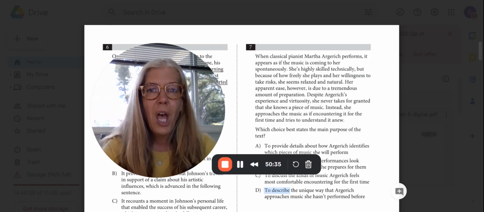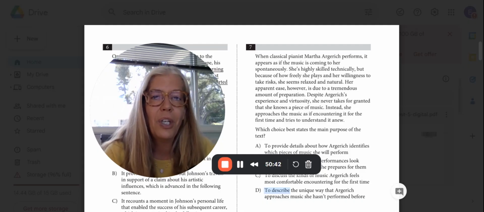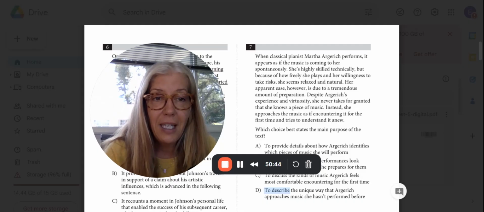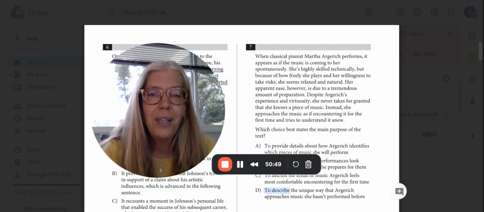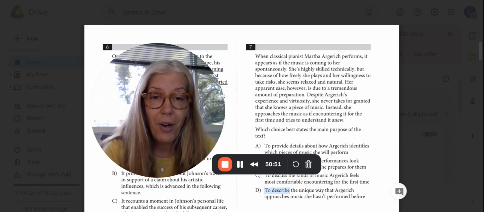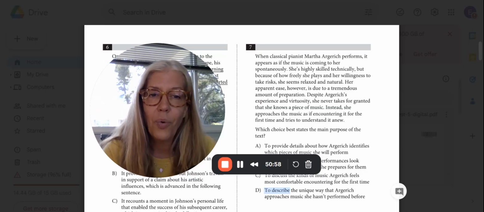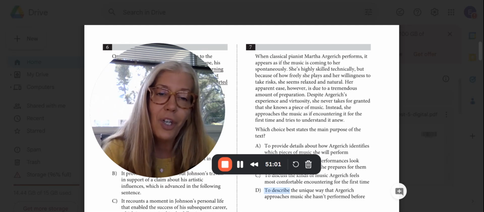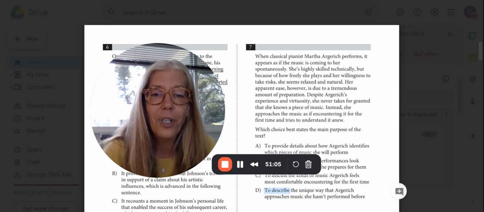Let's think about that. When classical pianist Martha Argerich performs, it appears as if the music is coming to her spontaneously. She's highly skilled technically, but because of how freely she plays and her willingness to take risks, she seems relaxed and natural. Her apparent ease, however, is due to a tremendous amount of preparation. Despite Argerich's experience and virtuosity, she never takes for granted that she knows a piece of music. Instead, she approaches music as if encountering it for the first time and tries to understand it anew.